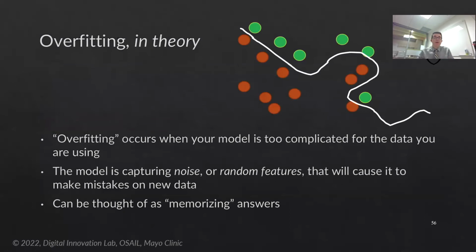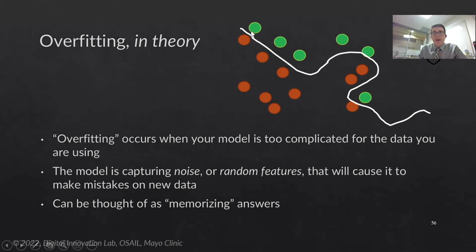So the first thing I want to talk about is this concept of overfitting, which has already come up as we talk about this. The simple version of how I like to think about it is: overfitting occurs when your model is too complicated for your data. A lot of machine learning models, especially deep neural networks, are extremely powerful, so they're capable of capturing noise or other random features that are not important. When it captures these random features, it's going to make mistakes on new data, because basically it's picking up on variables that are not predictive.